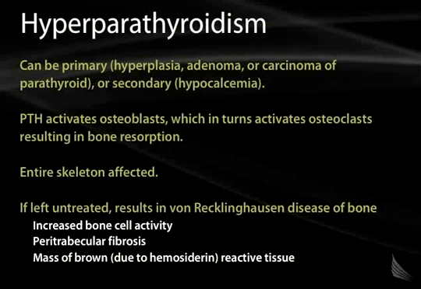If left untreated, you have the development of what is termed von Recklinghausen's disease of bone, where you have increased bone cell activity, peritrabecular fibrosis, and all surrounded by masses of what was termed brown reactive tissue due to bleeding and take-up of hemosiderin by macrophages.